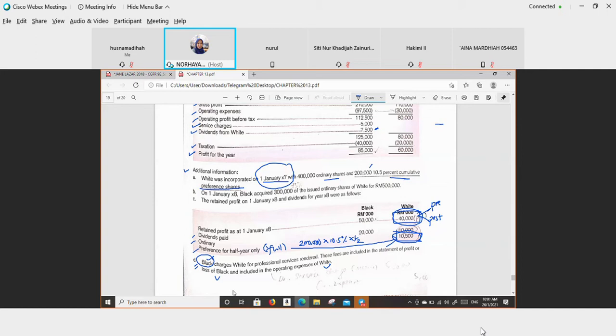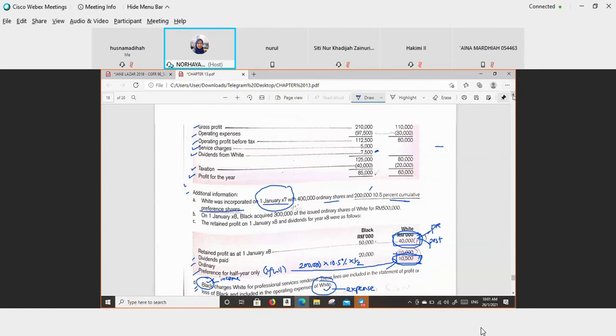The terms that you use actually represent your understanding. I believe you understand, but this one is referring to the income, not profit. Okay, so how will white record this? This one is the income. White will record this as an expense. Why an expense? Because it is paid. Because white received professional service from black. Are you following? Same here.